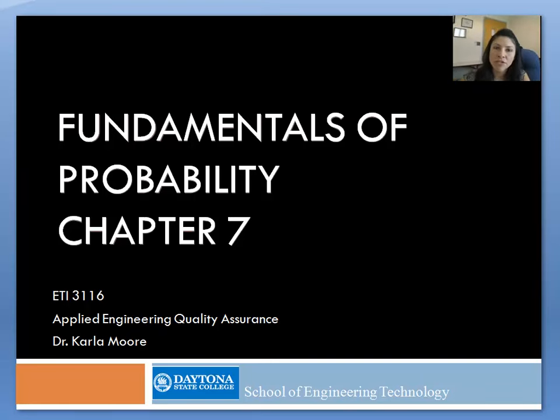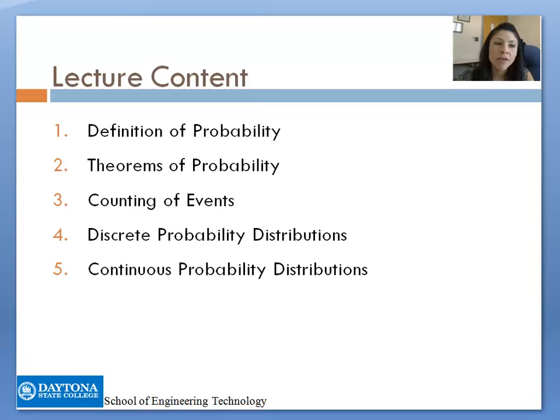Fundamentals of Probability, Chapter 7. In this chapter, we are going to understand the definition of probability, the theorems of probabilities, and the counting of events rules. And also, we are going to cover the discrete probability distributions and continuous probability distributions.